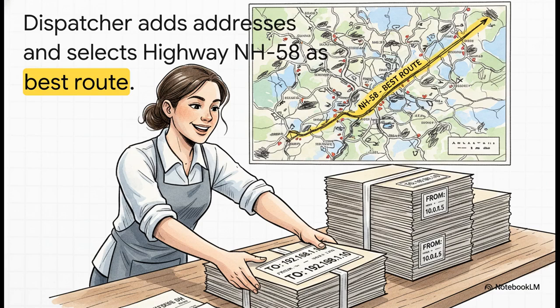Next up, those bundles move to the network layer. Think of this layer as the company dispatcher. The dispatcher adds the logical to and from addresses, say from our office in Merritt over to Delhi. Then they pick the most efficient route, deciding that Highway NH58 is the best way to beat traffic today. Inside your computer, this layer acts as the router. It slaps on IP addresses and figures out the absolute best network path so the bundles reach the right city.